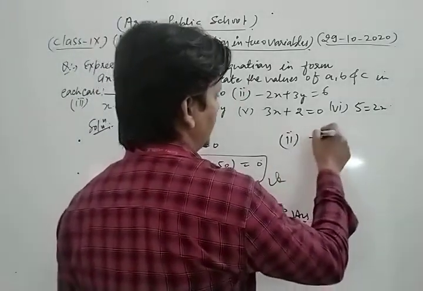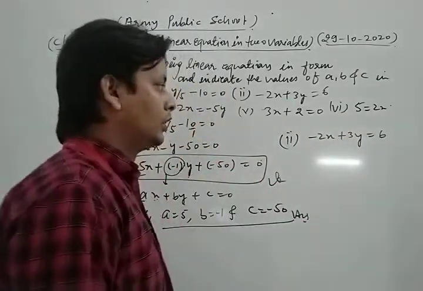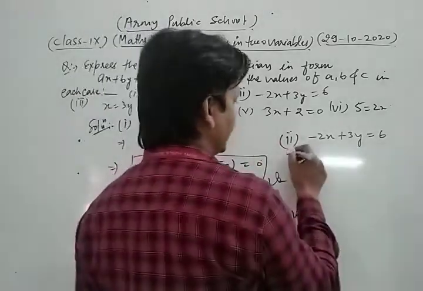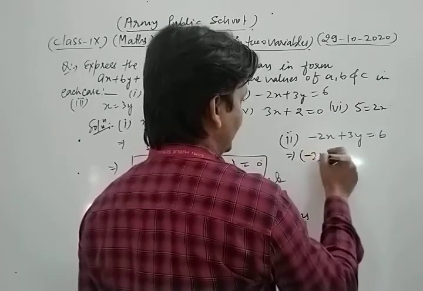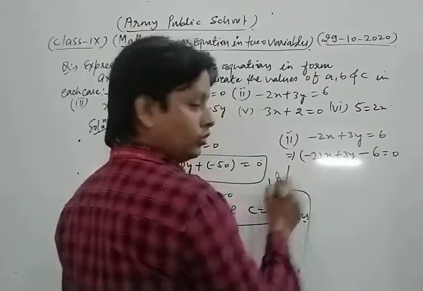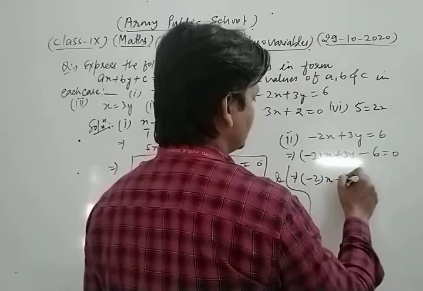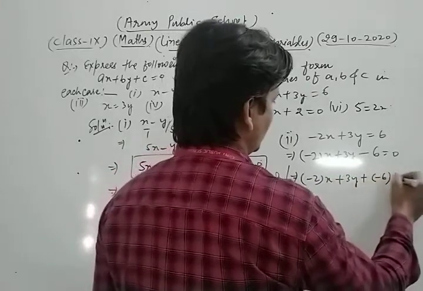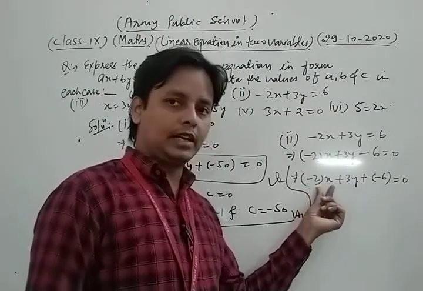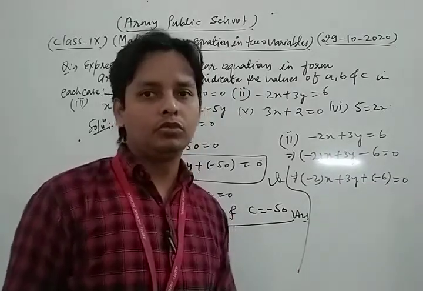Let's see the second part. First of all, we write minus 2x plus 3y is equal to 6. We write the given equation as minus 2 into x plus 3 into y minus 6 is equal to 0. We can also write it as minus 2 into x plus 3 into y plus minus 6 is equal to 0, with minus 2 in brackets.